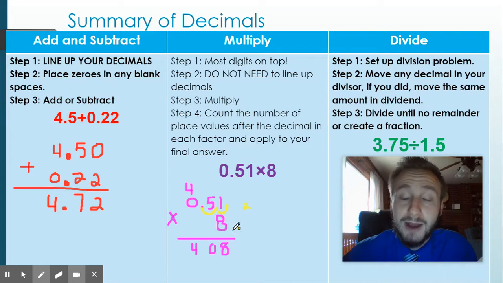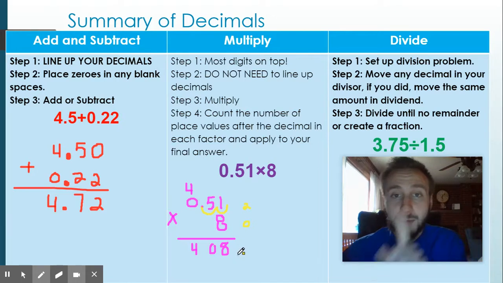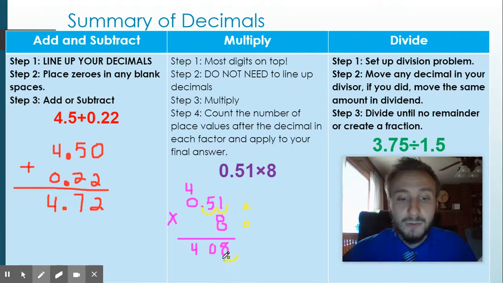How many, well, is there any decimal in the 8? No. So there are no numbers after 8, so it's 0 because there's no decimal. So 2 plus 0 is 2, which means you move your final decimal 2 spots from the right to the left. So once, twice. So that means my final answer is 4.08. And that's it. Okay, remember to follow these steps.